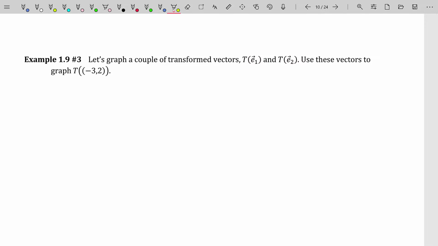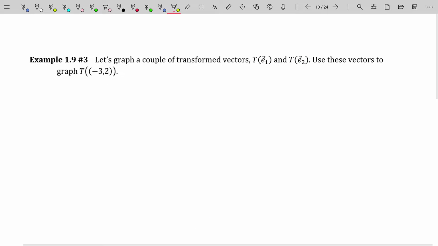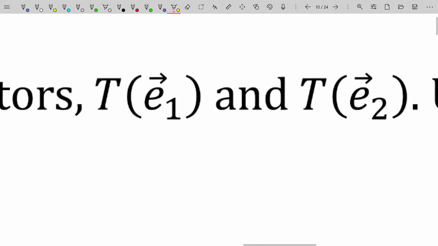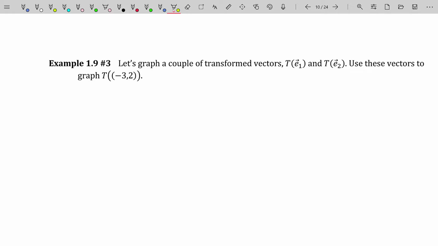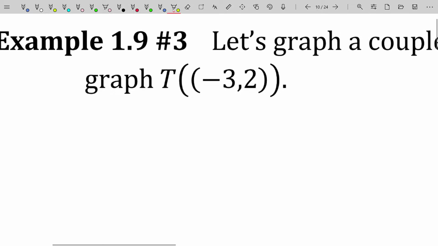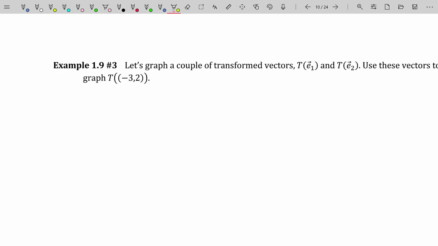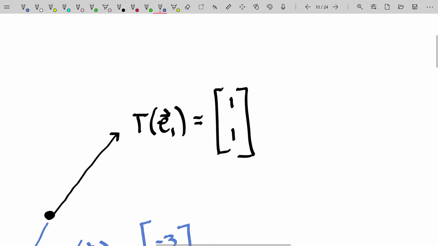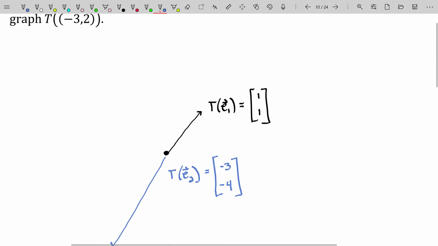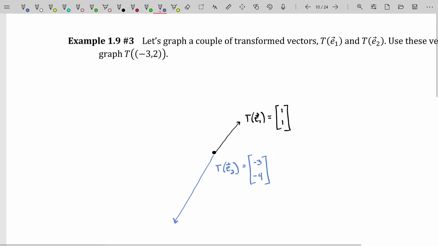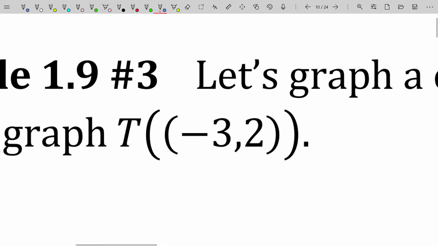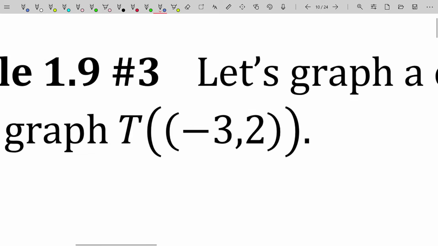So let's go ahead and just make up a couple transformed vectors. These vectors are transformations of the original basis vectors, but we're going to use those new transformed vectors to graph the transform of negative 3, 2. Again, we're just making these up, so let's pretend the transformation of the e sub 1 vector is 1, 1, and the transformation of the e sub 2 vector is negative 3, negative 4. And we want to graph the transformation of negative 3, 2.